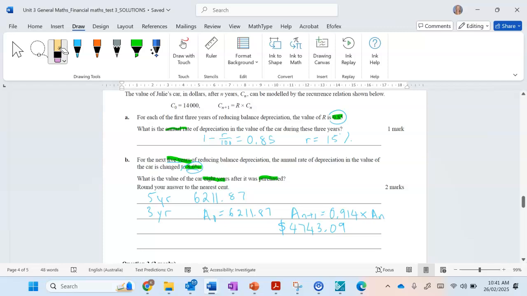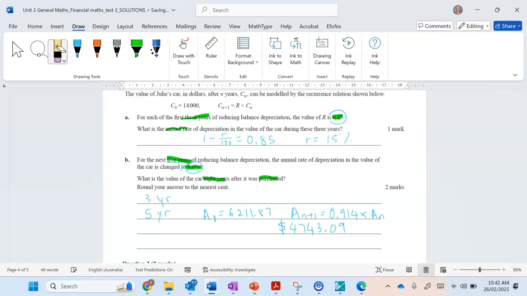So we've got, for the next 5 years of the reducing balance depreciation, the annual rate of depreciation is 8.6%. What is the value of the car after 8 years? So I did 5 years and then 3. I should have done 3 years and then 5, because it was 3 years up here. So I got this question wrong. Let's just fix everything up.